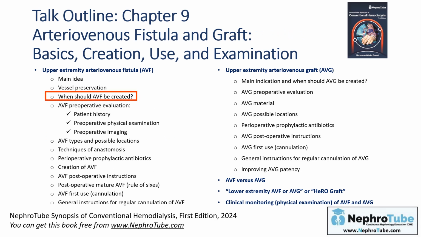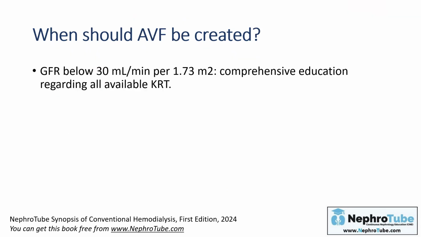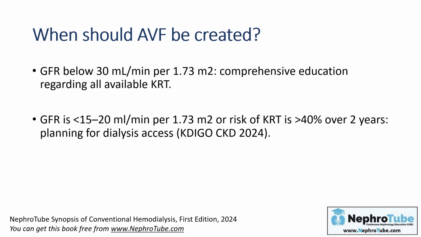Okay, when should an AV fistula be created? When the GFR of the patient is less than 30, you have to start educating your patient about all the available kidney replacement therapy, such as hemodialysis, peritoneal dialysis, and transplantation. And according to the KDIGO CKD guidelines 2024, when the GFR of the patient is less than 15 to 20, or if there is a risk of kidney replacement therapy more than 40% over 2 years, the patient must have his vascular access created.